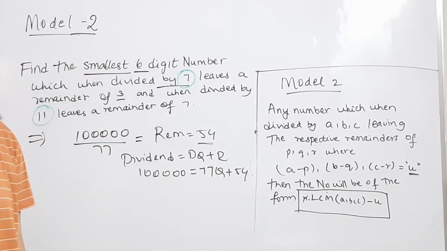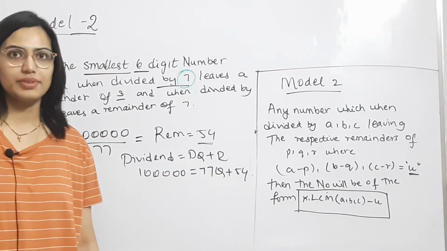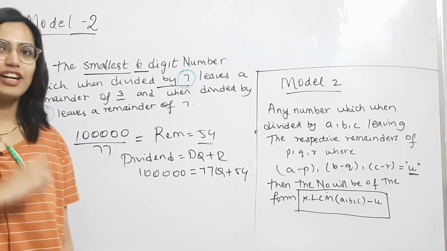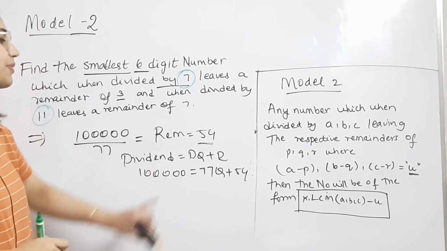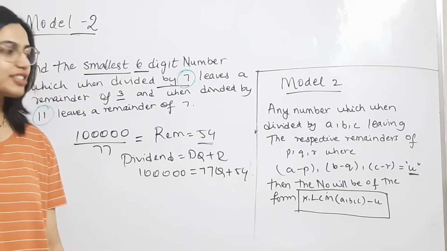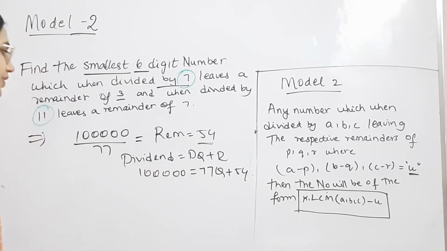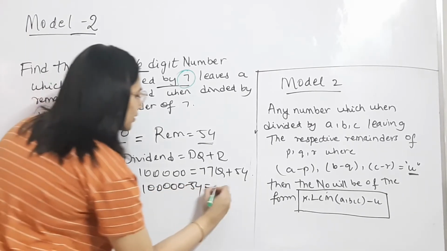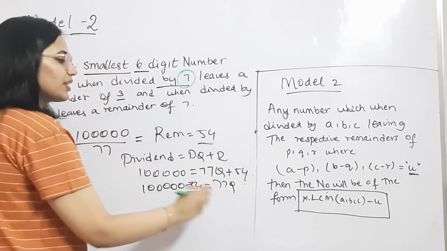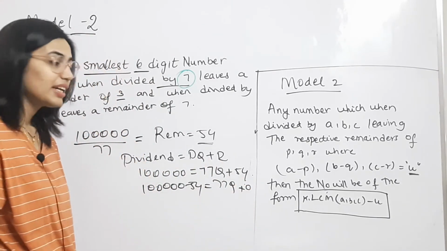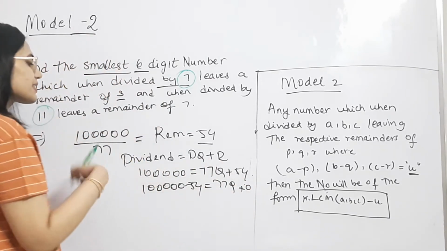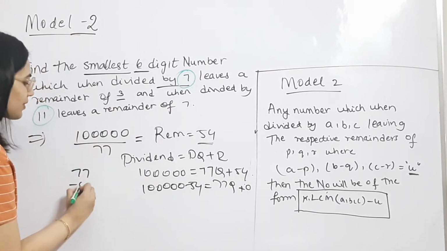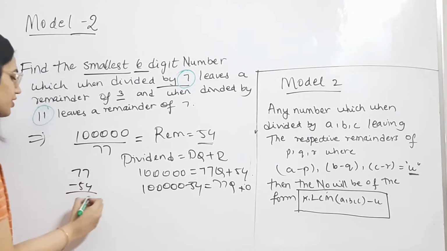Here you need to find the smallest 6-digit number, not the largest 5-digit number. If you take this and subtract here, you will get the largest 5-digit number that is divisible by 77. Right. So here 77q, so you'll get the remainder as 0 in this case. Right. But you need to find the smallest 6-digit number. So in that case, what you'll do, if you subtract the remainder from the divisor, you will get how much?